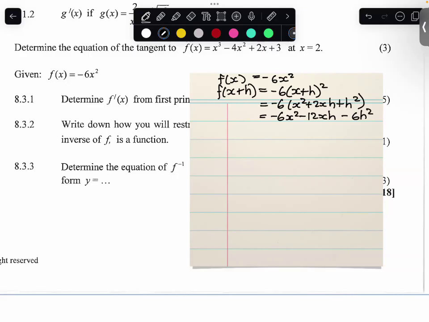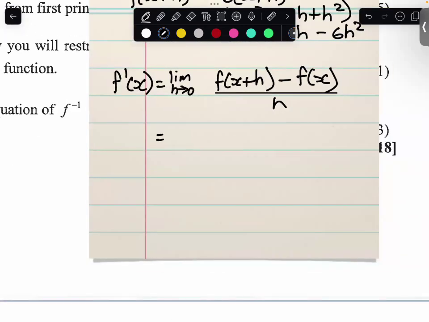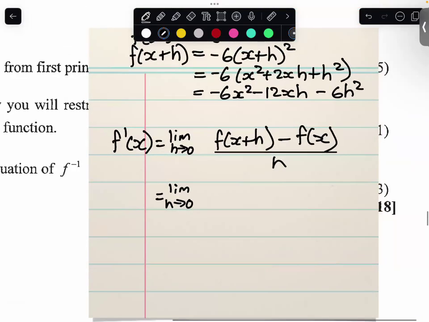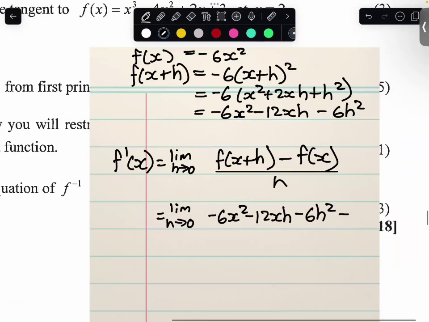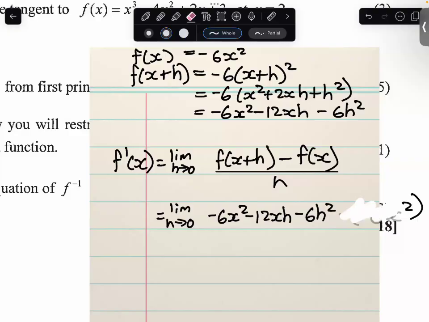Then you open up your formula, that's f prime x is equal to the limit as h tends to 0 of f of x plus h minus f of x all over h. Bring down the limit as h tends to 0. Replace f of x plus h with its equation. It gives me minus 6x squared minus 12xh minus 6h squared, and minus f of x's equation, which is minus minus 6x squared, which makes it a positive 6x squared, right?